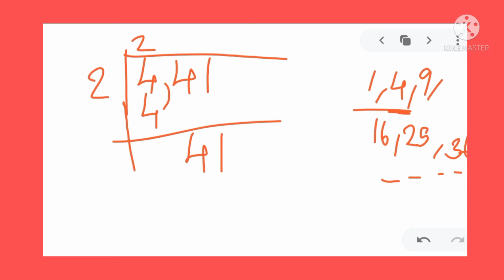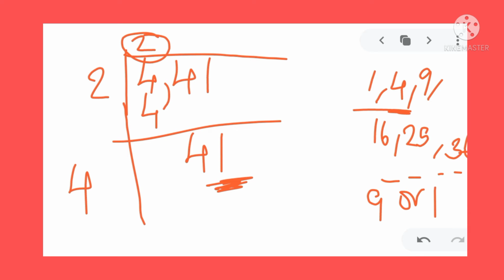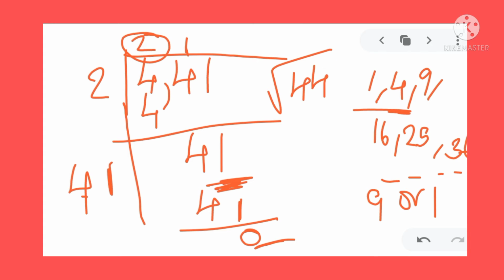Then 41. Then the double of 2 we want to write. Double of 2 is 4. Then since the number ends with 1, the number is either 9 or 1. First we check whether it is 1. Then 1 we write here. Then 1 into 1, 1. 1 into 4, 4. So we get the remainder as 0. So root 441 is equal to 21.